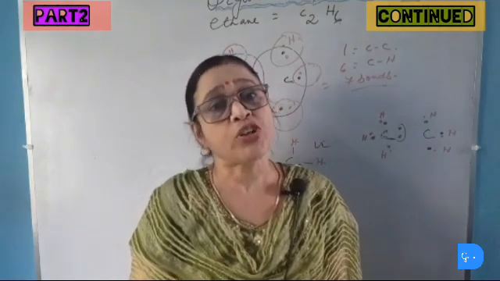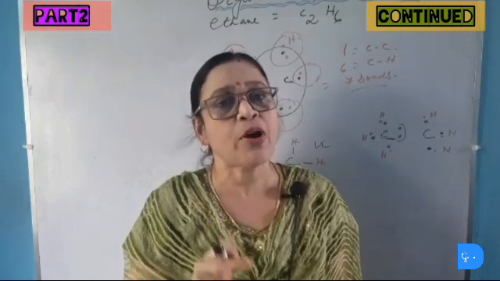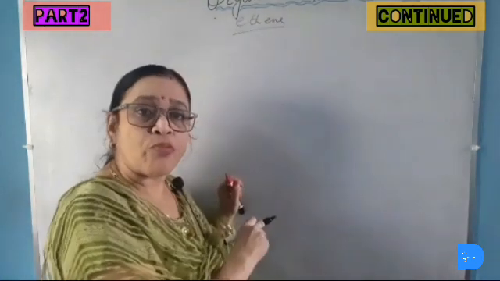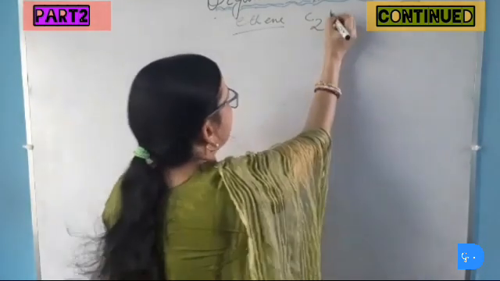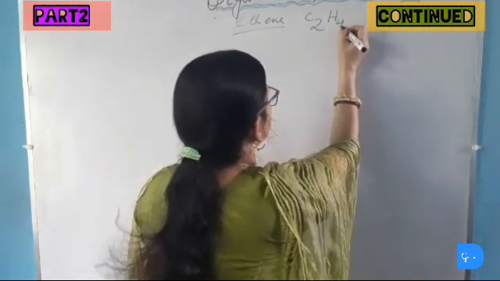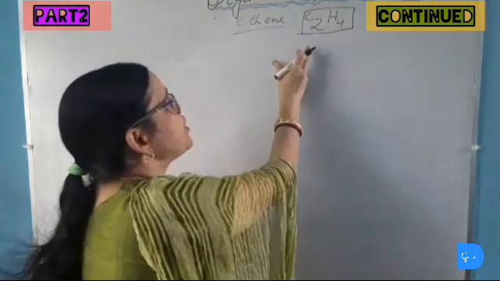Similarly, now we will draw the structure of ethene, that is alkene, or the first member of the alkene group. What is the molecular formula of ethene? Ethene means 2 carbon atoms, and in ethene the number of hydrogen atoms will be double that of carbon atoms, so it will be 4. So C2H4 is the molecular formula of ethene.